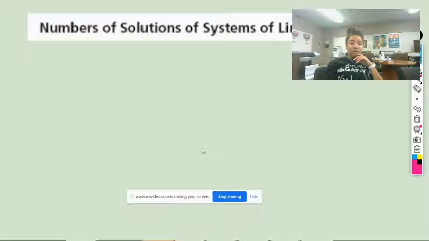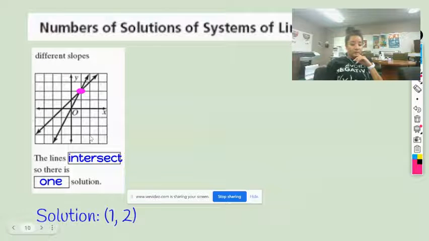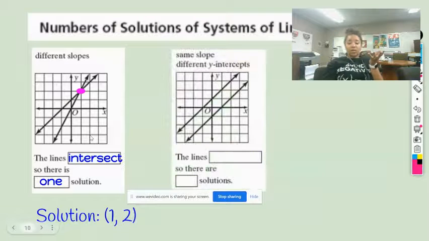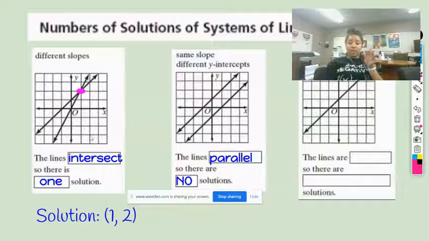So, numbers of solutions of systems of linear equations. So this one, the lines intersect, so there's one solution. 1 and 2 is the solution. This one, these are parallel lines, so there's no solutions because they never intersect. In this one, this is the same slope, same y-intercept, so the lines are the same, so there's an infinite amount of solutions.